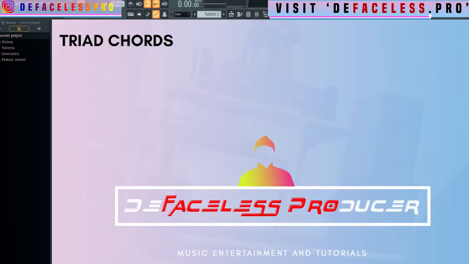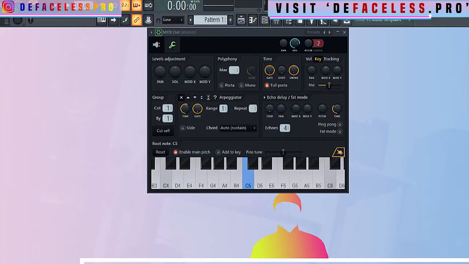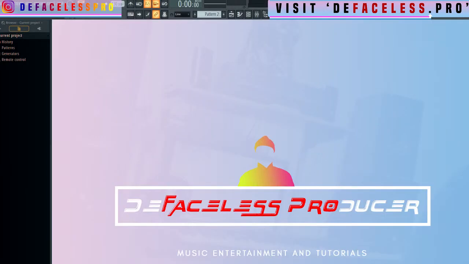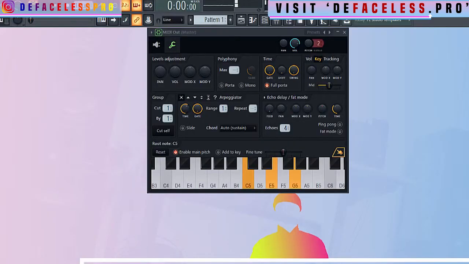So the most basic type of chord is a triad: the root note, a fifth, and a minor third or major third. That gives the chord its sound and its name. So when I say sound, I mean major chords sound happy and minor chords sound sad.